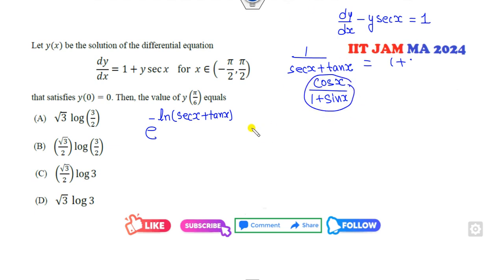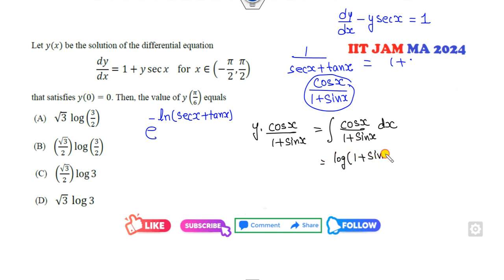Now what will be the solution? Y into the integrating factor is equal to the integration of the integrating factor into the right hand side. The right hand side in this case is 1. So this will be log of 1 plus sin x. Fine. You can simply take sin x to be t, then it will be here. Then plus constant. Y of 0 is 0. So sin 0 is 0, log 1 is 0. So a will be 0.